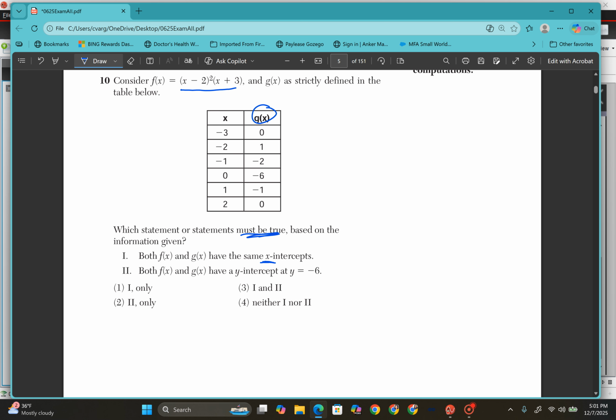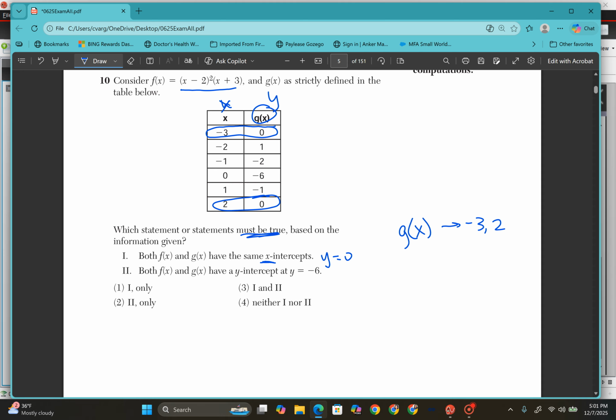So same x-intercepts means that you have the y equal to 0, okay? So here's our x, these are our x's, and this is our y's. Which one has y's equal to 0? -3 and 2. So what are the x-intercepts of g of x? g of x has x-intercepts of -3 and +2. So now let's see, right?